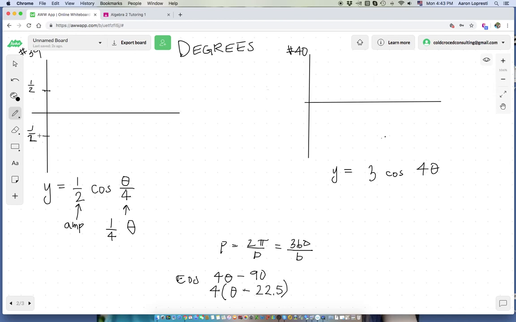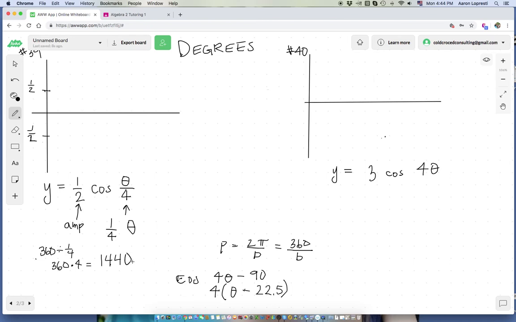All right, so our b is 1/4, so that means our period is 360 divided by 1/4, right? So that's really 360 times 4. Remember our fractions? All right, so 360 times 4 is 1,440 degrees.